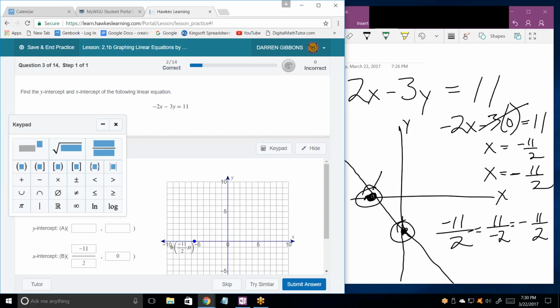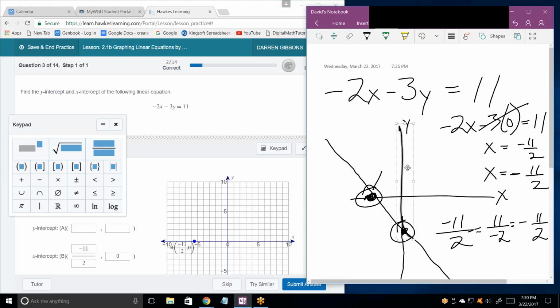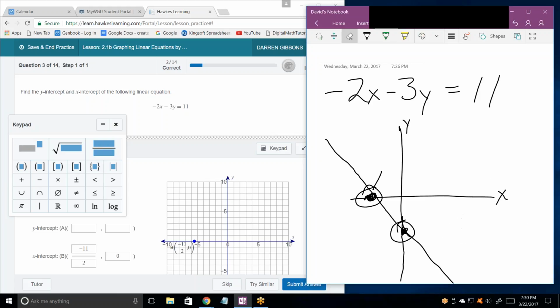Now, the y-intercept. Well, x is 0. So we're going to do exactly the same process, only we're going to substitute 0 for x and solve for y. So I got minus 2 times 0 minus 3y equals 11. What's y going to be? Y equals 11 over negative 3.